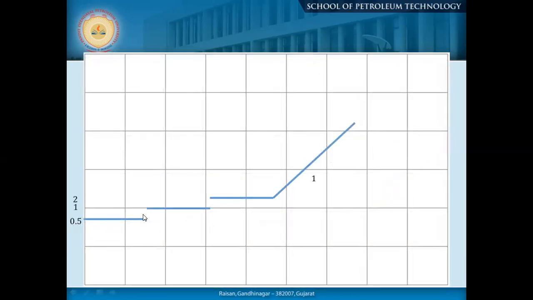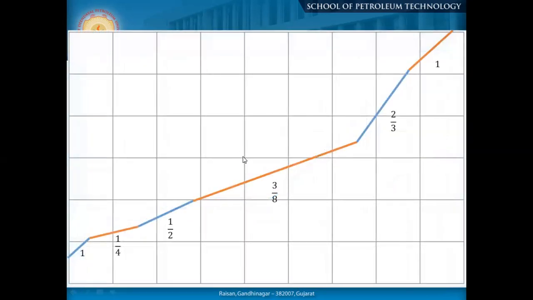You see 0.5, 1, then we have another 2, then we are getting a slope of 1. Each and everywhere you may get a certain restriction of flow with time, and it is again stabilizing for some time, then again changing the situation. So, this is another.